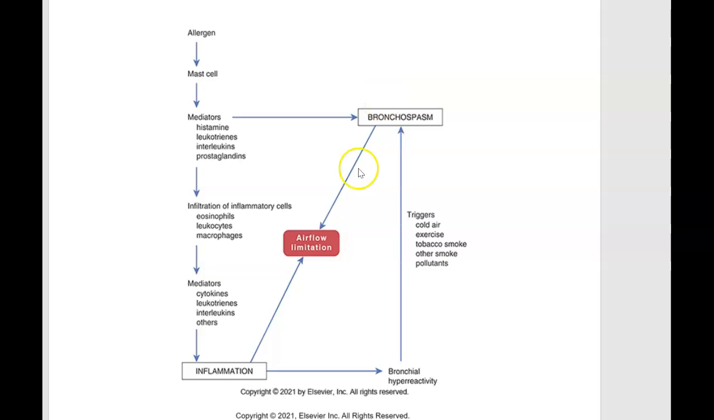The end result, of course, is this limited airflow, and that is characterized by edema, mucus plugging, and smooth muscle hypertrophy. And the inflammation state produces a state of bronchial hyperactivity, which is discussed here, which then also perpetuates the bronchoconstriction. Because of this bronchial hyperactivity, people also can get triggered by cold air, exercise, tobacco, or other things that perpetuate the cycle of the bronchospasm.